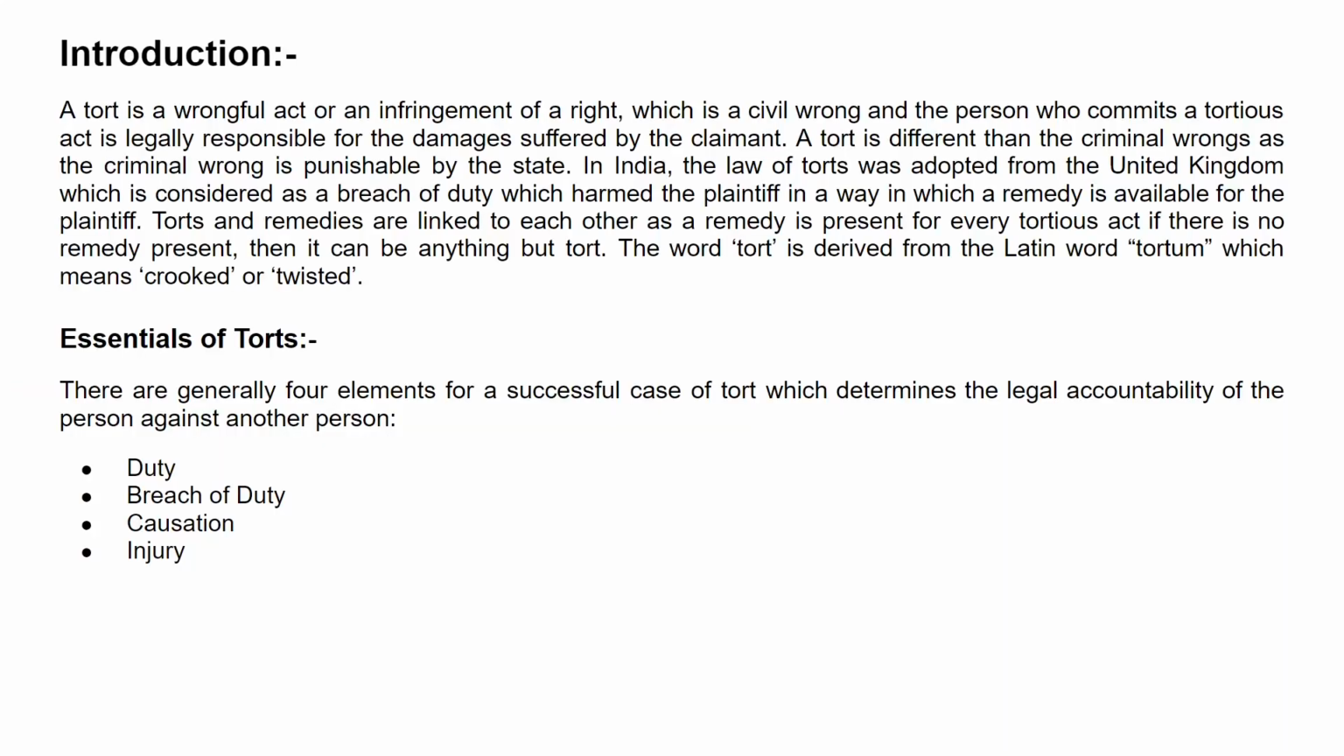Battery. Introduction. A tort is a wrongful act or an infringement of a right, which is a civil wrong, and the person who commits a tortious act is legally responsible for the damages suffered by the claimant. A tort is different than the criminal wrongs, as the criminal wrong is punishable by the state. In India, the law of torts was adopted from the United Kingdom, which is considered as a breach of duty which harmed the plaintiff in a way in which a remedy is available for the plaintiff.